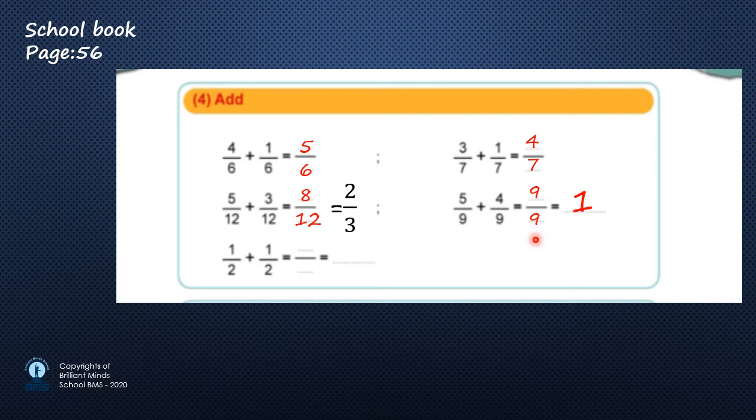Okay, my dears, let's go to the last one. Half plus half. Drop the D, drop 2. Add n. 1 plus 1 equals 2. 2 over 2. This equals what, my dears? Equals 1. Okay?